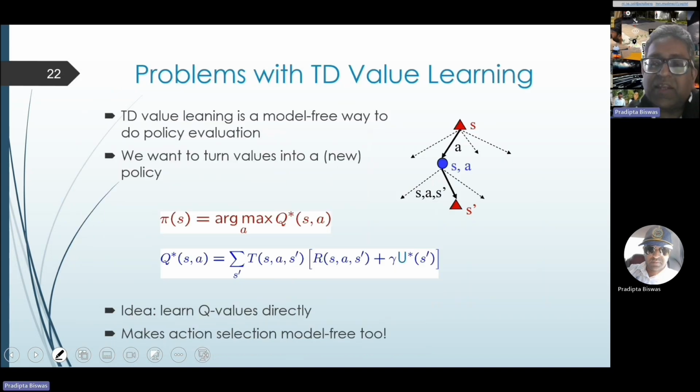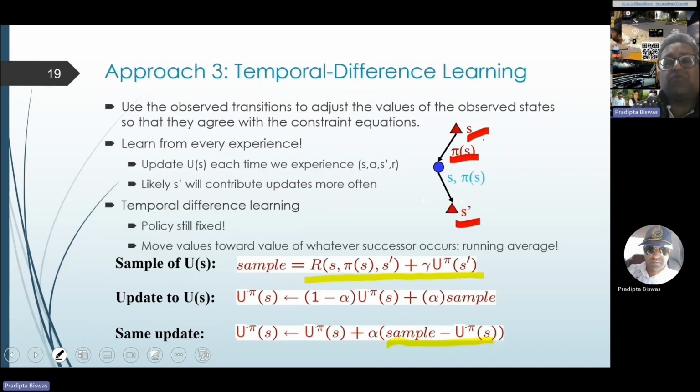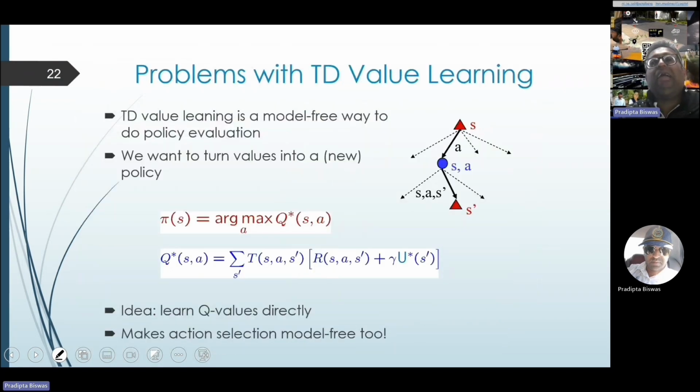And there are some problems with the TD value learning. It's a model-free way to do policy evaluation because I am not learning the full state transition probability matrix. But we don't want to calculate the value of utility and from the utility value find the action using the argmax operation. Rather, we directly want to know the action. That we will learn in Q learning. And when I start active learning, we'll maybe revisit this slide once more.